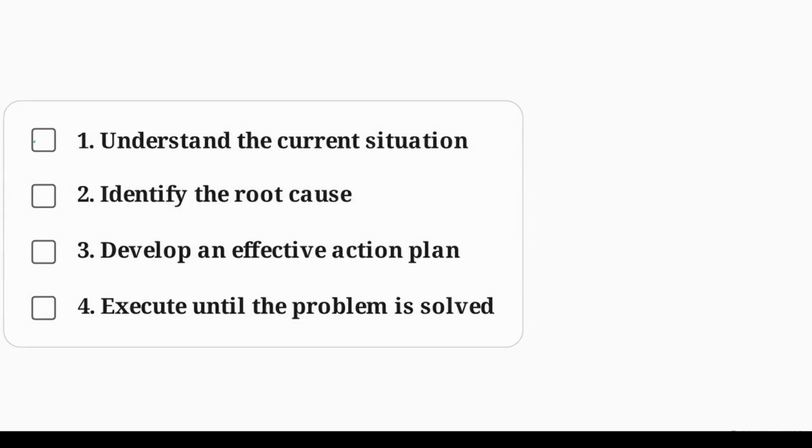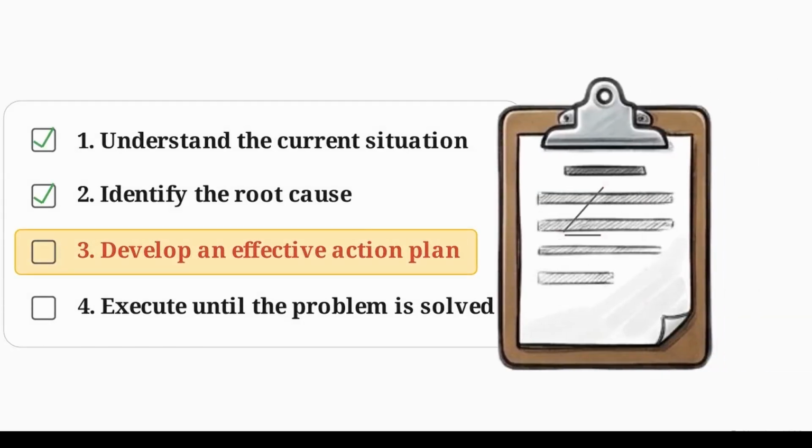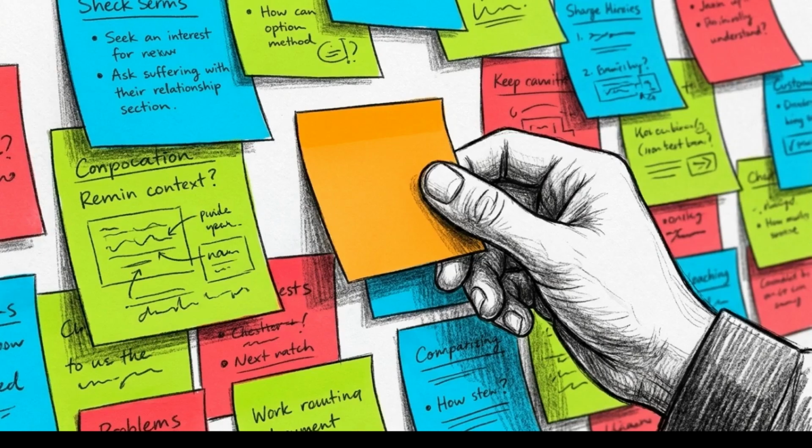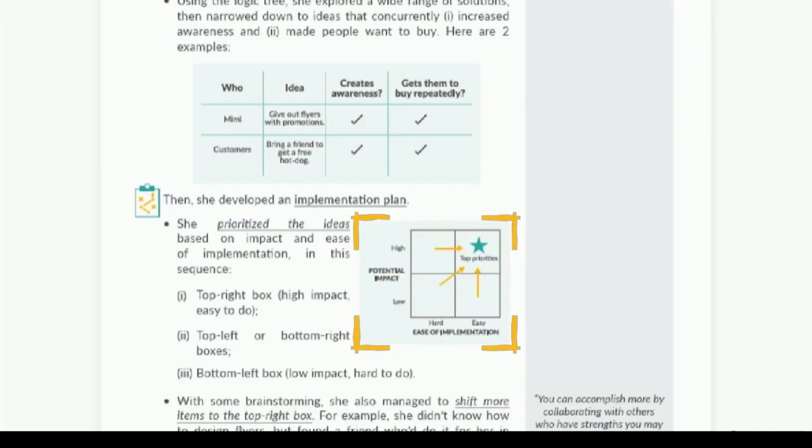Once the data proves the root cause, you move to step 3, developing an action plan. Generating ideas is easy, but you have to avoid getting stuck in analysis paralysis trying to decide which idea to pursue first. This graphic shows a prioritization matrix.